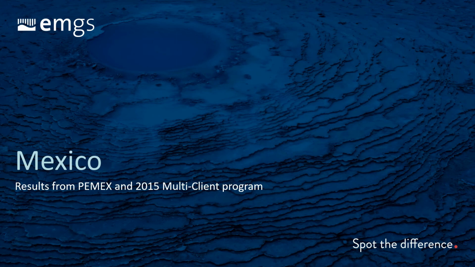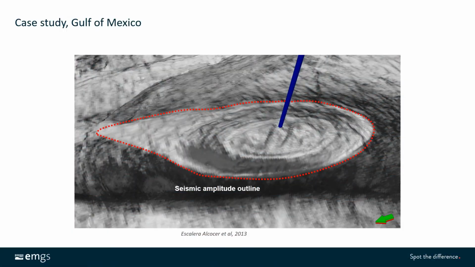So let's have a look at some examples and see how the CSEM works. This is one of the case studies from the Gulf of Mexico. This paper has been published, and if anybody wants to look into it, they can search on Google. Basically in this region, there are two flat spots. One you can see with the red dotted line and the other with the white dotted line.